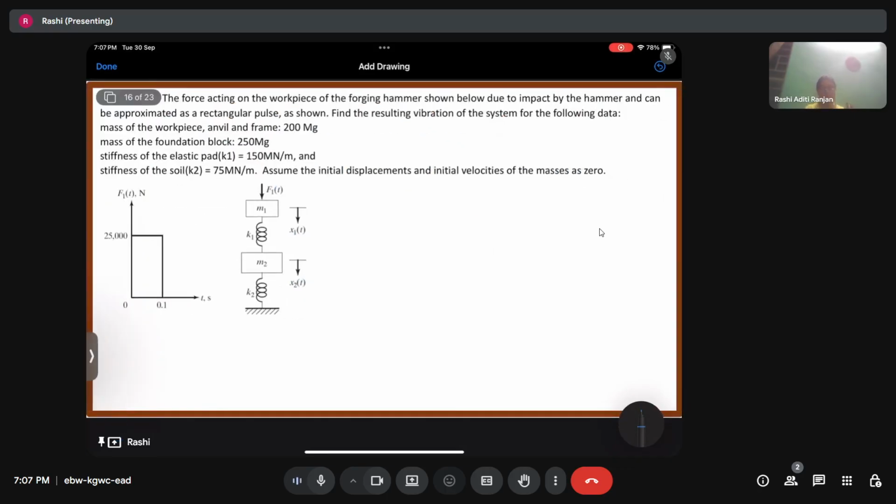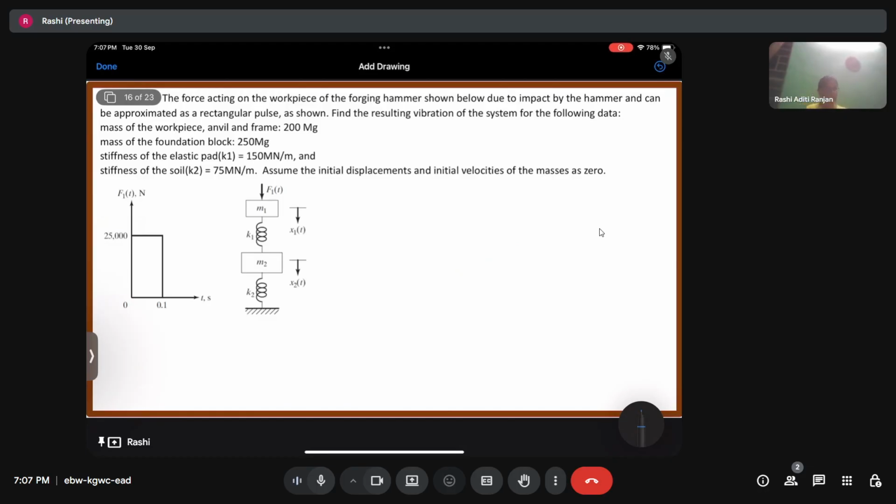Now coming to question number 4. Like the previous question, here also we'll use modal analysis. The only difference is that the previous one was a case where we had no forcing present. Here we have sort of an impulse response, a force which will act only for the initial 0.1 second. After that, it is not going to apply.